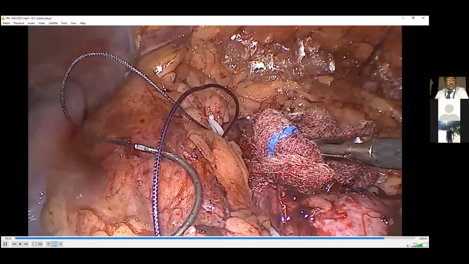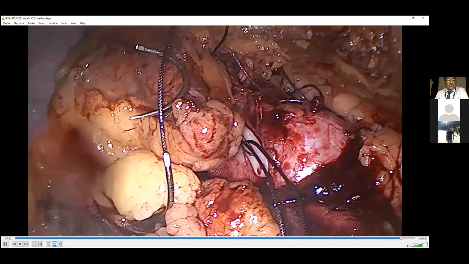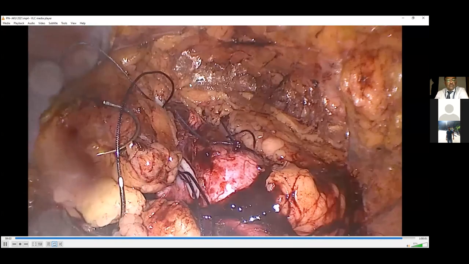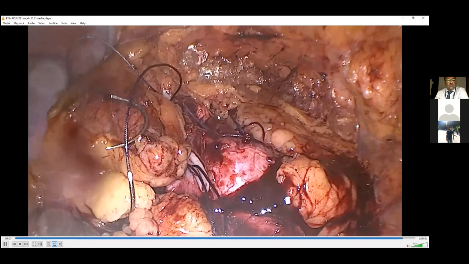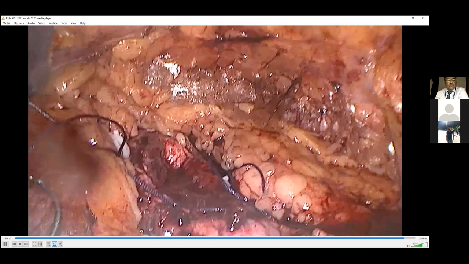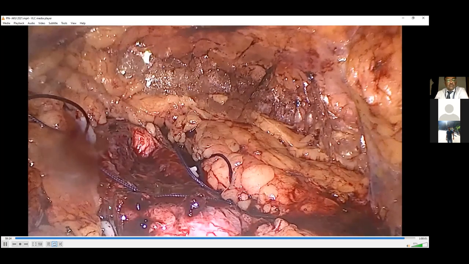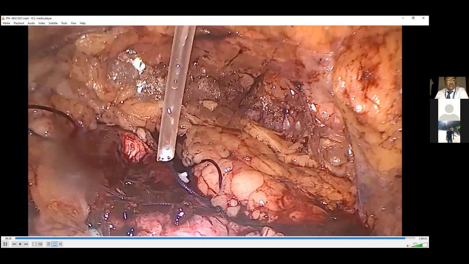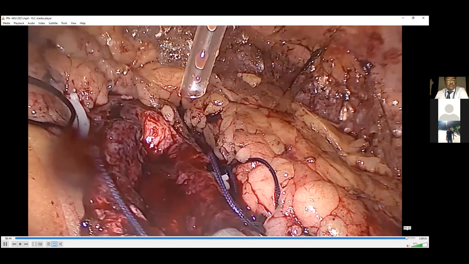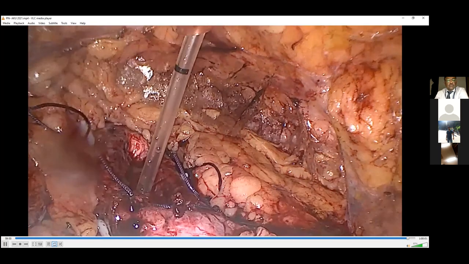I've taken the swab off, and what I then put is Avitene or Floseal, which is a hemostatic agent, fibrin. It comes in this foamy and liquid form, and that's a very good hemostatic agent, which, if there's any little ooze, will take care of it. Okay, so I think that brings us to the end of this part of the video.